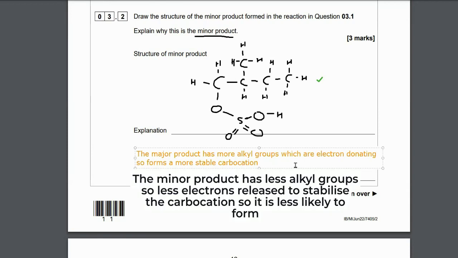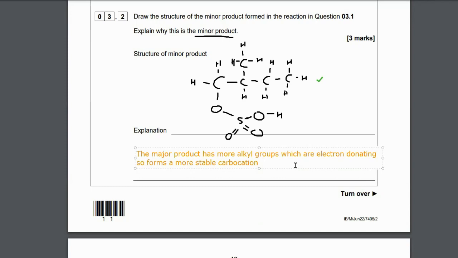marks. You could write it in the reverse way and say the minor product has fewer alkyl groups, so less electrons released to stabilize it, so less likely to form. Anyway, that will score you 3 marks, 1 for the drawing, 2 for the explanation. Let's move on.